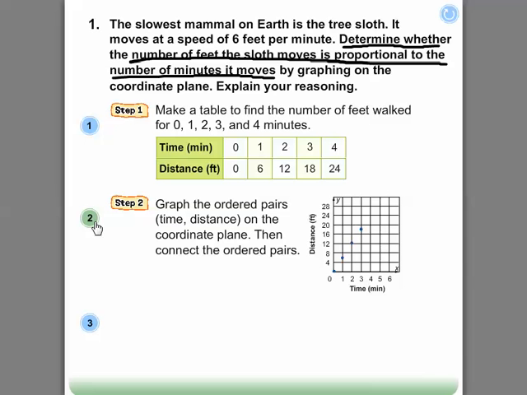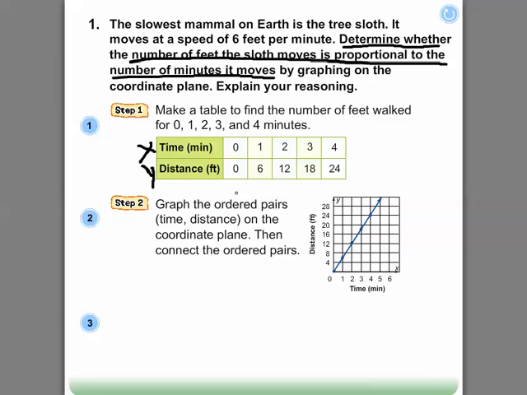Step 2 is going to be to graph the ordered pairs on the coordinate plane and then connect the ordered pairs. So the coordinate plane is just going to be the graph that we have without any dots, without any lines. And then the ordered pair is going to be time and distance. So time is going to be your x value, and distance is going to be your y value.